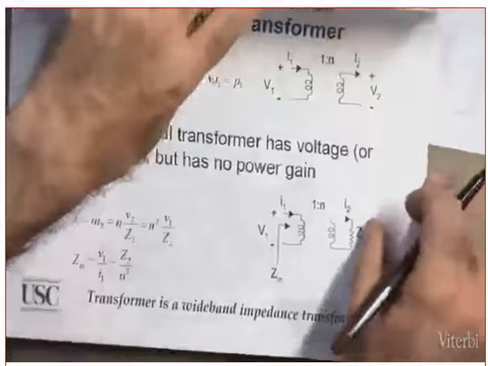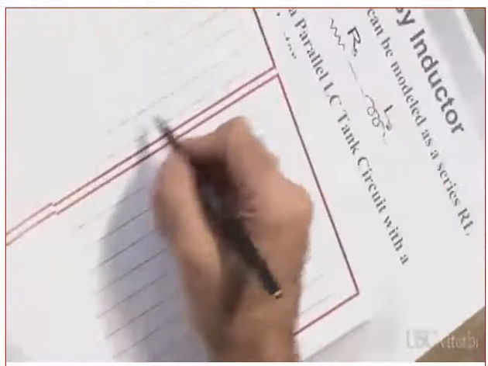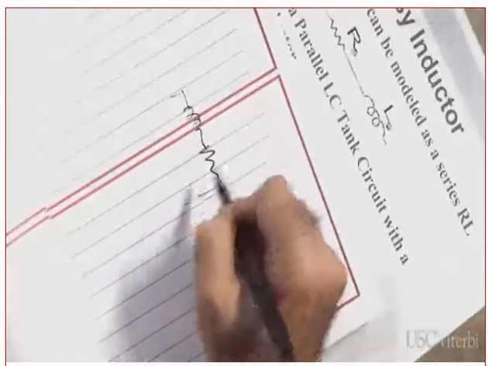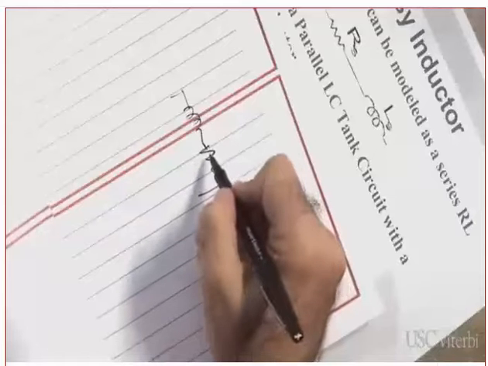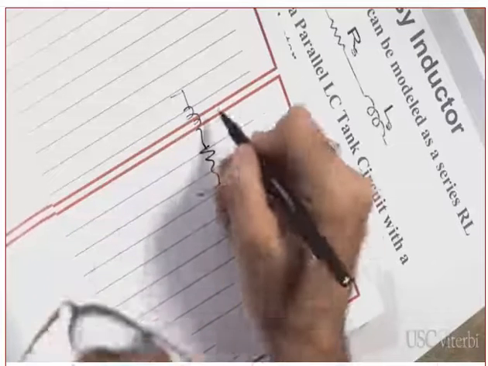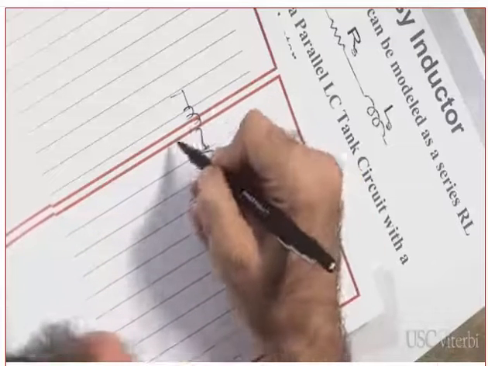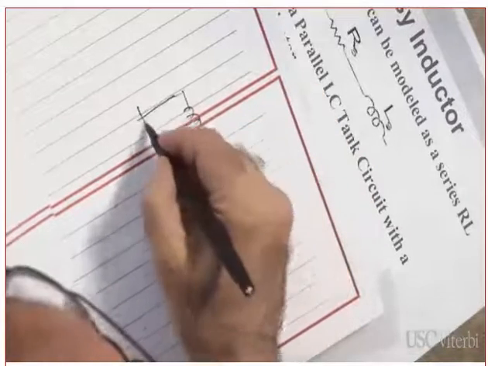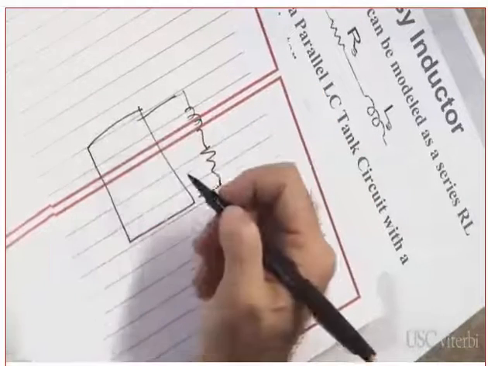Did you lose me? Let me explain a little bit. Let's assume that the load is like this, which means it's a series of resistance with an inductor. Did you understand that or not? Ignore this totally. Remove it. Design the matching network.